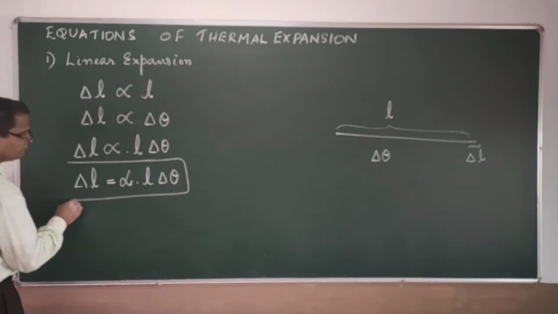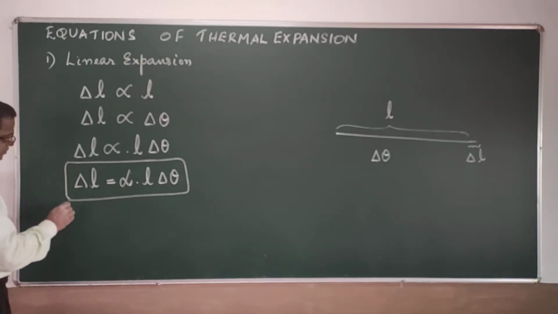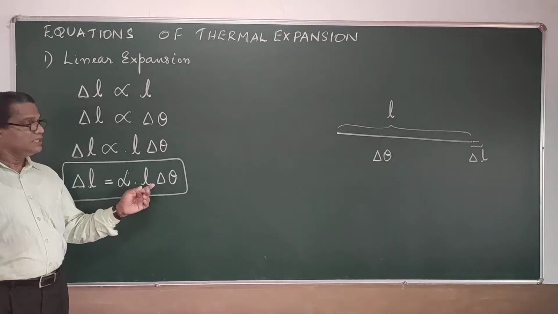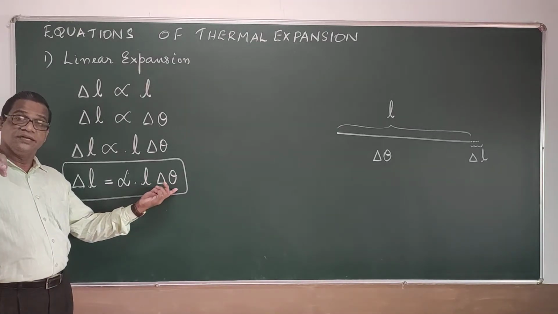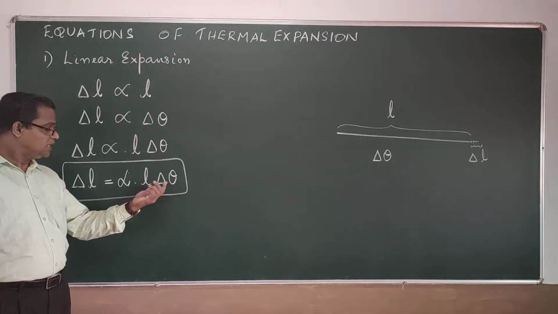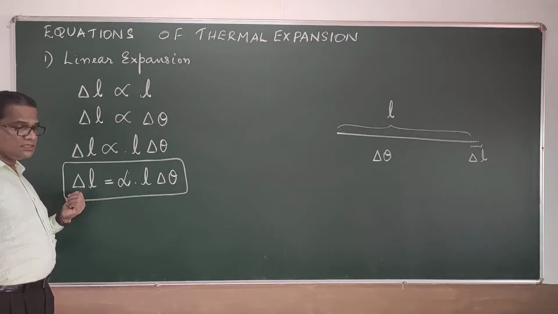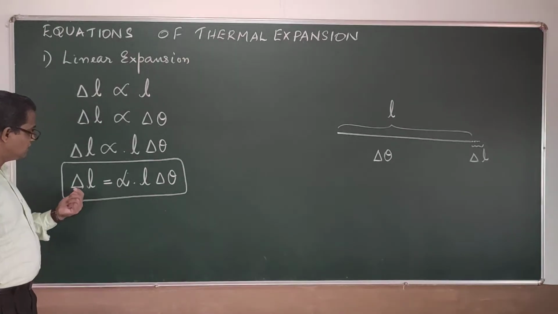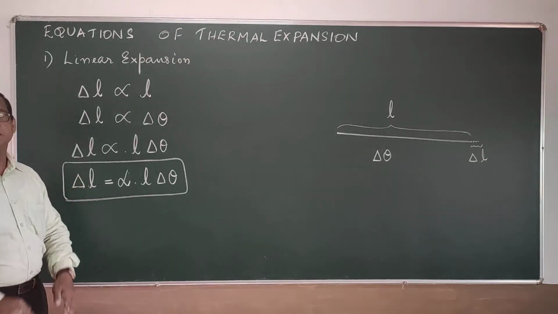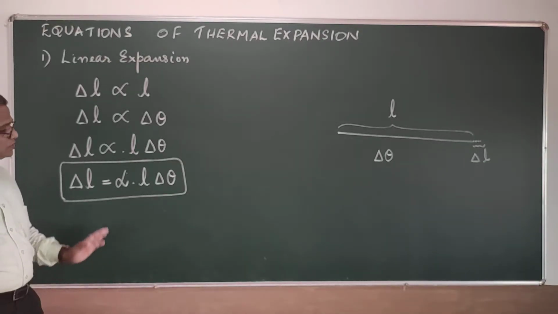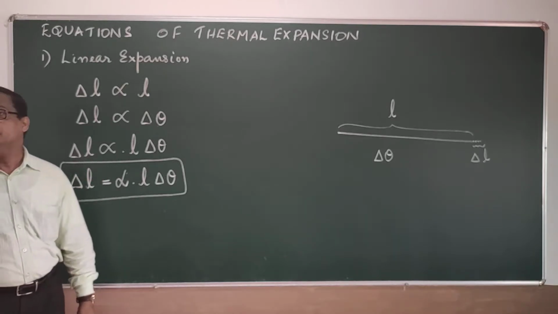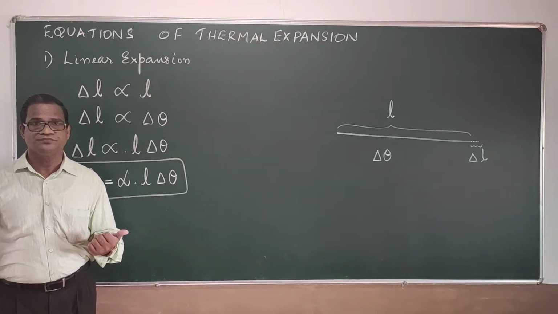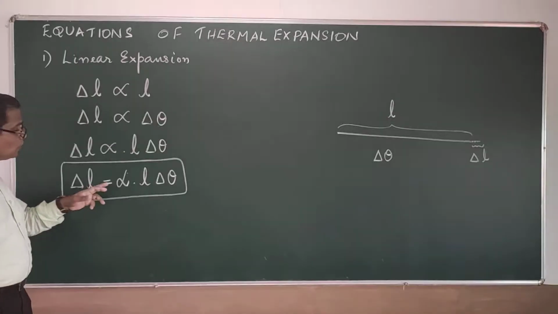So this we can fix it as the equation for increase in length. If delta theta is increasing, then this is increasing length. If this delta theta is decreasing, then this is contraction in length. So the same equation you can use it for expansion and also for contraction. Okay. Now what is alpha?